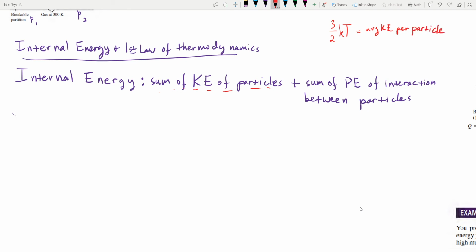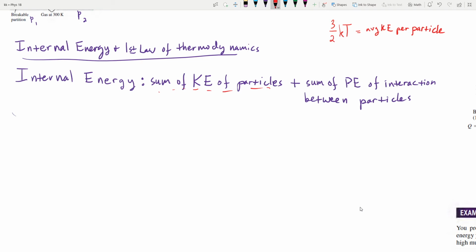k is a super tiny number, so when you multiply by T, it's still going to be a really tiny number. So this is the average kinetic energy per particle. And then we said you could multiply this times N, and you could get the total kinetic energy of your system, if N represents the number of molecules in your system. And so that's certainly part of the internal energy, a sum of the kinetic energy of the particles.